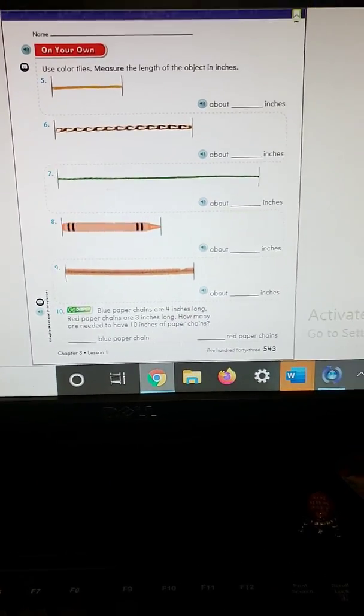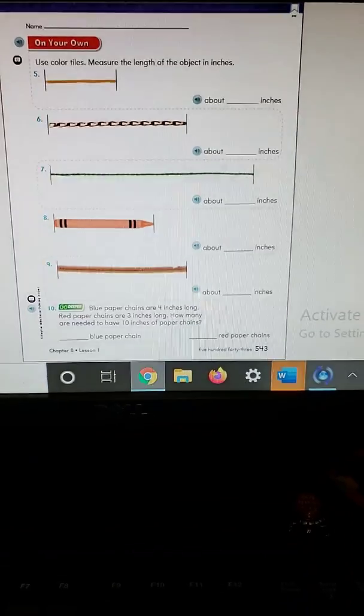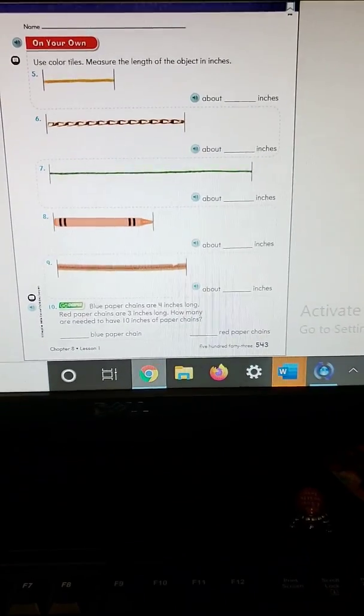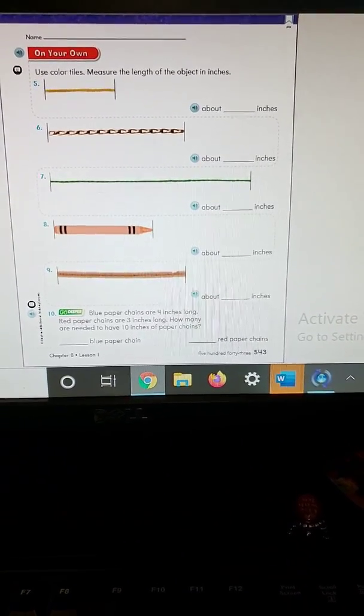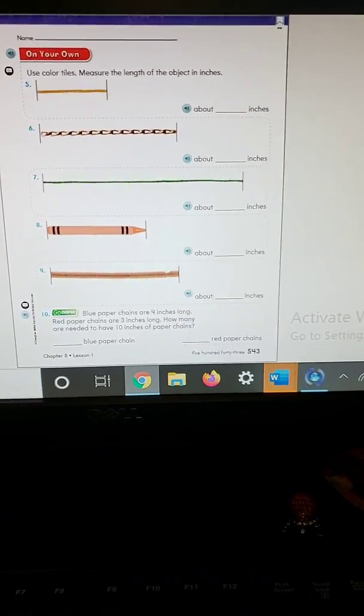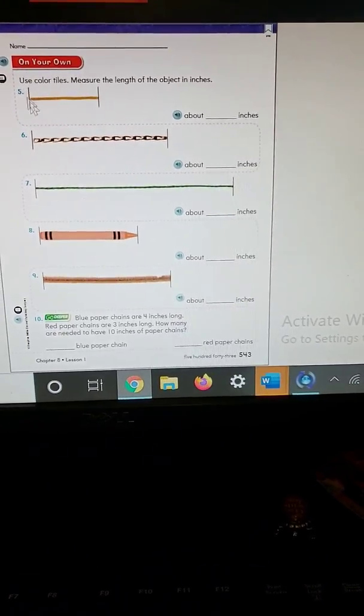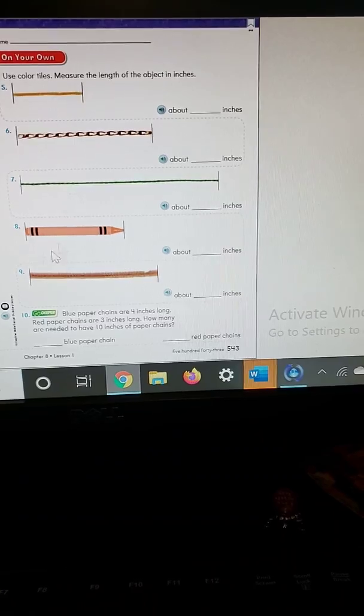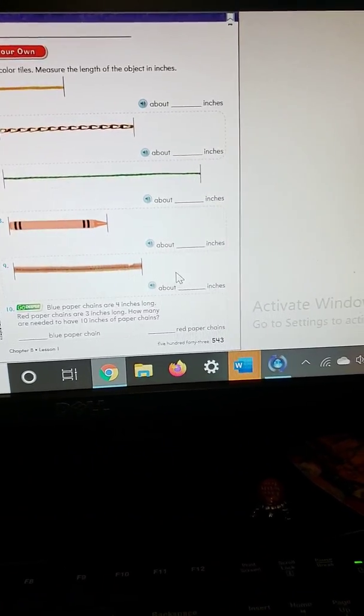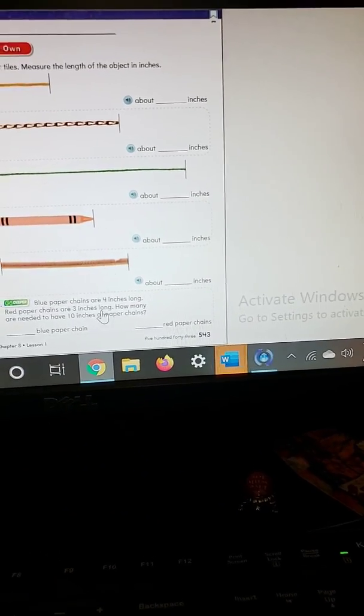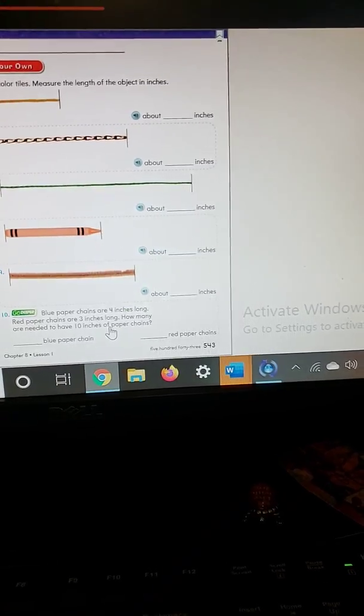Now this is on your own, same thing. You're going to use something at home that you found that's about 1 inch long to measure each one of these things that they have here. Looks like we have a chain and a string and another longer string, a crayon, and a pipe cleaner. Okay. And don't forget to do your word problems.